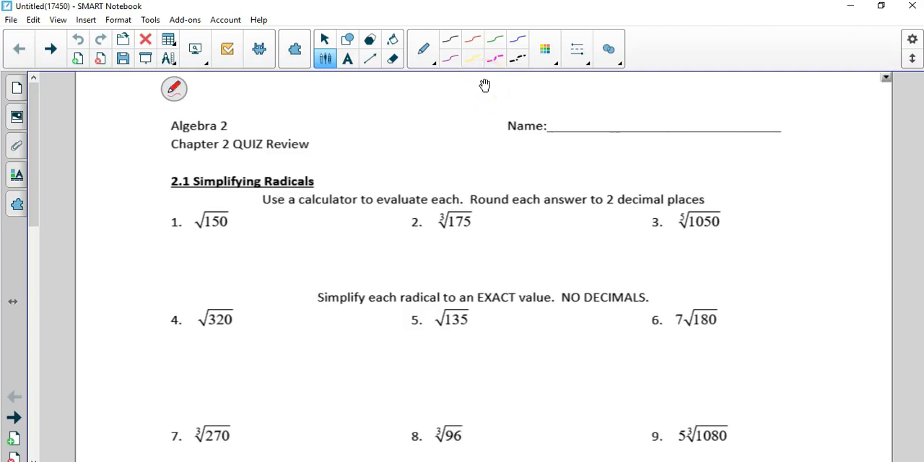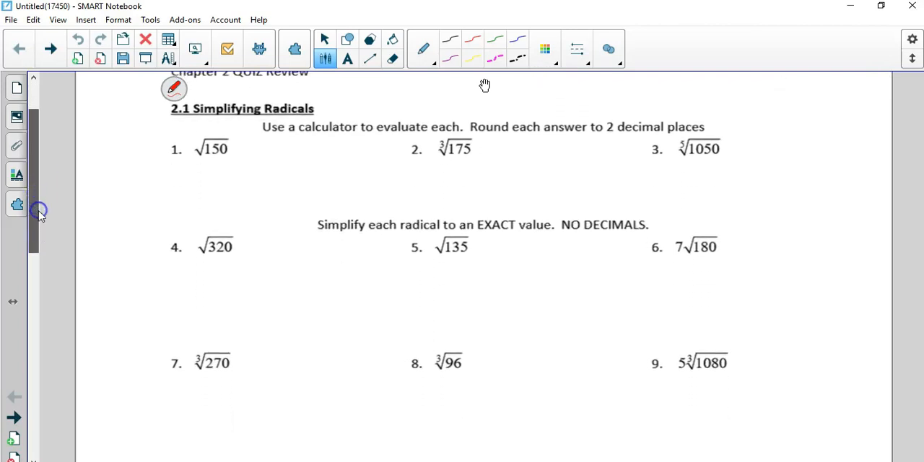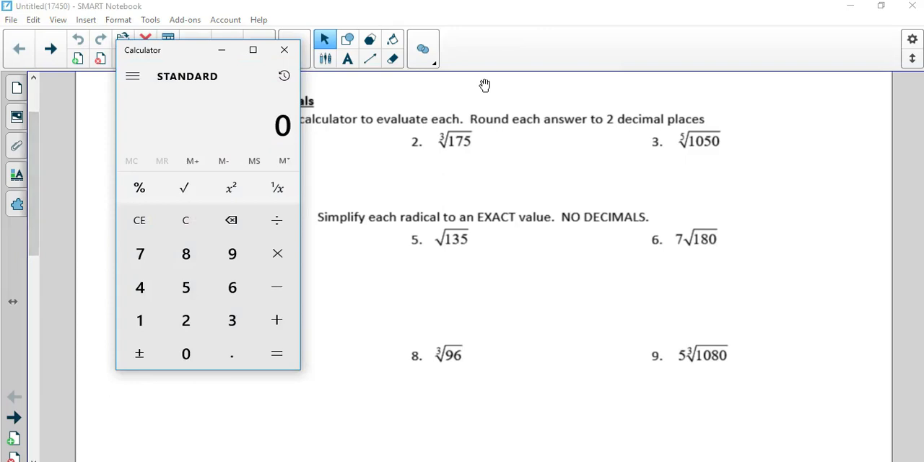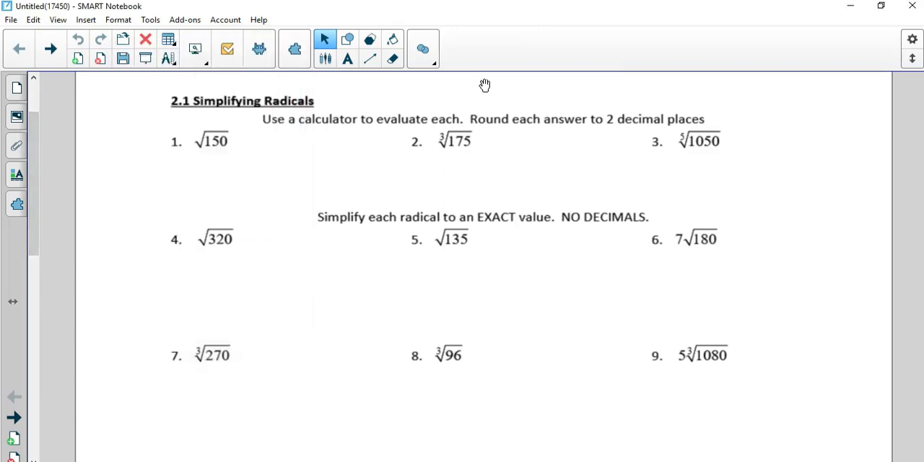So, 2.1 through 2.4 quiz review. On these first few, notice it says use a calculator and round each answer to 2 decimal places. So, with the calculator, we do square root of 150. Just to remind everyone, you can fast forward a little bit if you know how to use the calculator. Not that one. That's not what I meant.